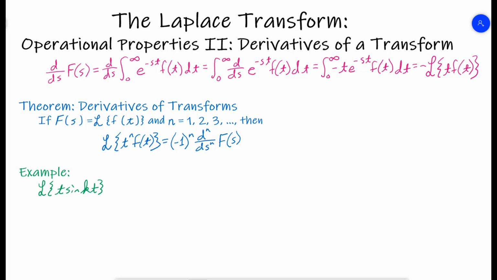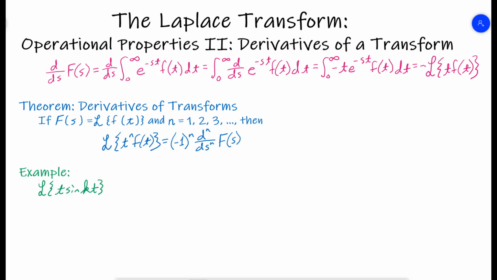So we have a theorem about derivatives of transforms. If we have the Laplace transform of some function of t that we are going to denote capital F of s as is our tradition, and n equals 1, 2, 3, really any number you want, then the Laplace transform of t to the n f of t is going to be equal to negative 1 to the n times the nth derivative with respect to s of your Laplace transform.